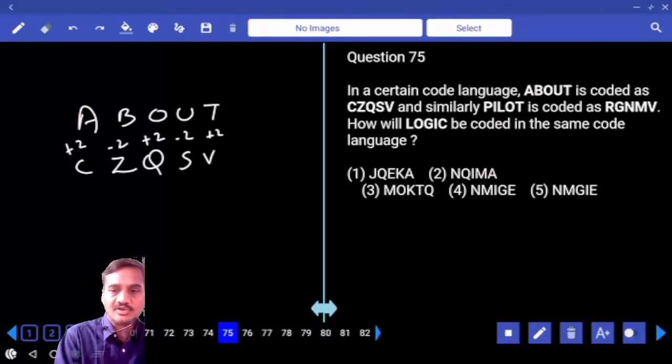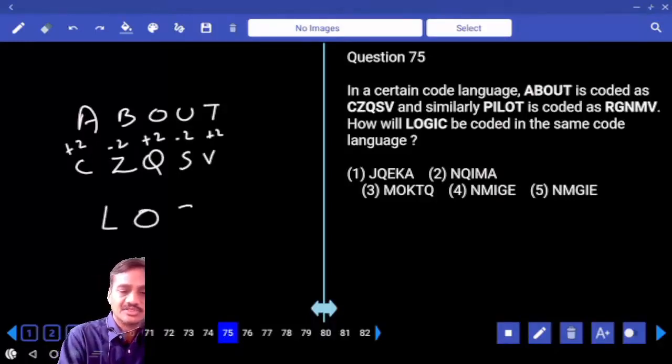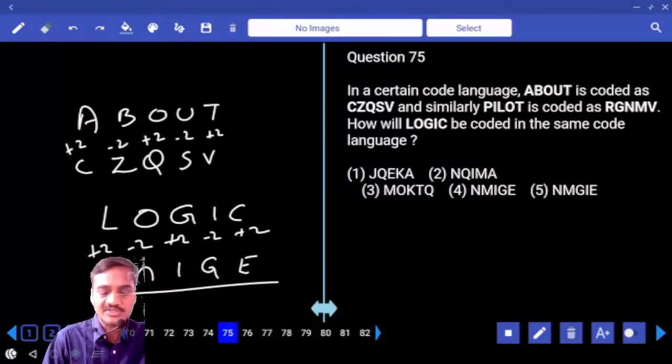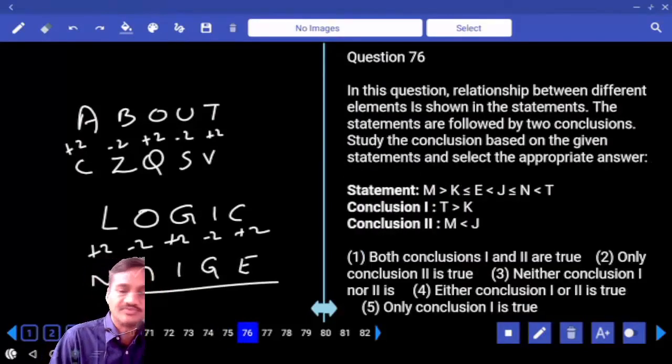And in the same way, how will the word LOGIC be written? Now the word LOGIC, so plus 2, minus 2, plus 2, minus 2, plus 2. L plus 2 is N, O minus 2 is M. And G plus 2 is I, I minus 2 is G. C plus 2 is E. NMIGE. NMIGE, that is the choice for question number 75.